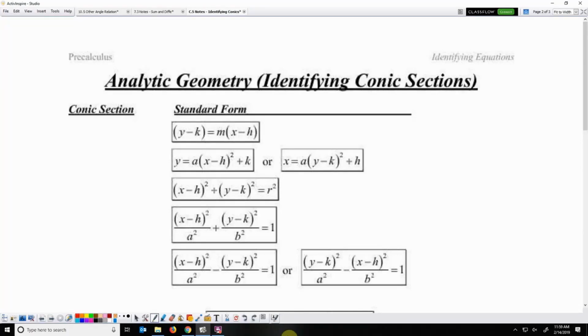Hey guys, welcome back. Today we are going to identify conic sections based on equations. We're also going to write standard equations of conic sections.